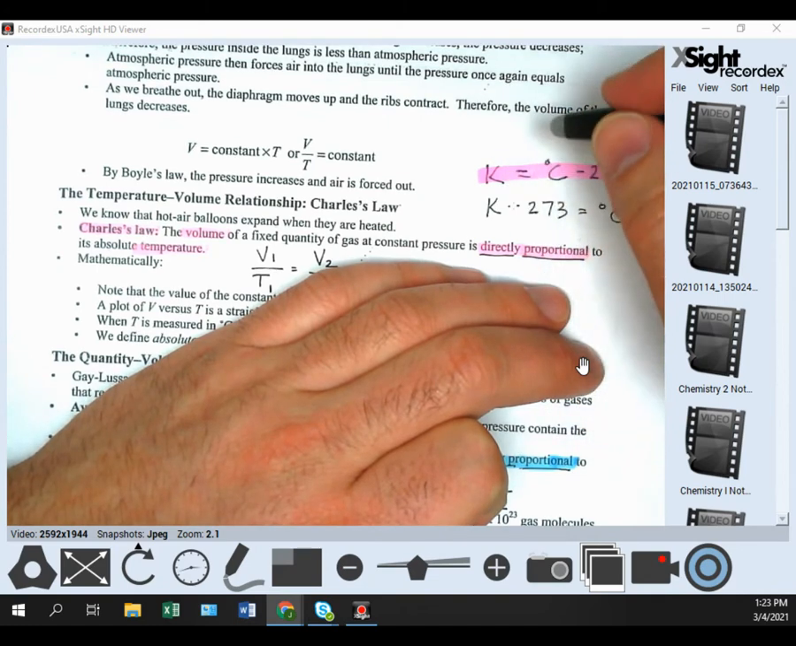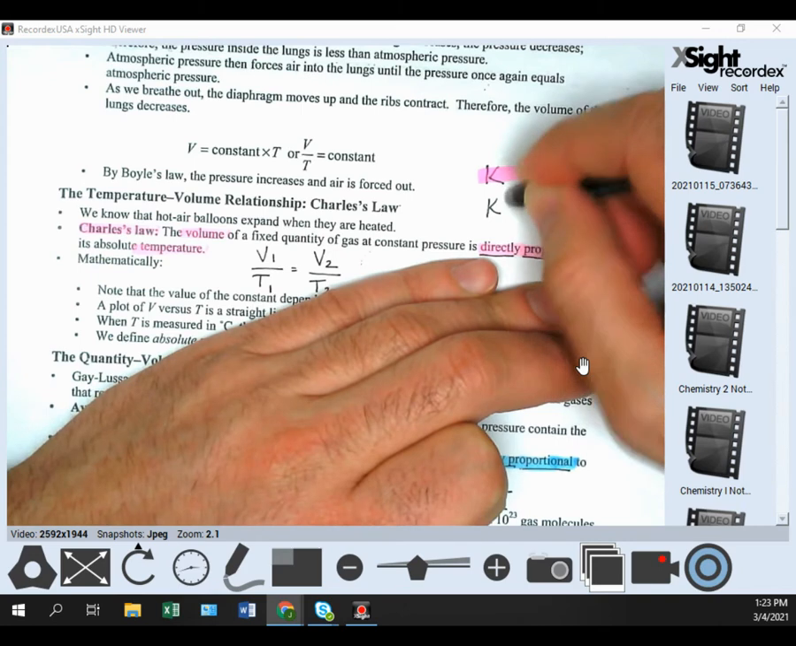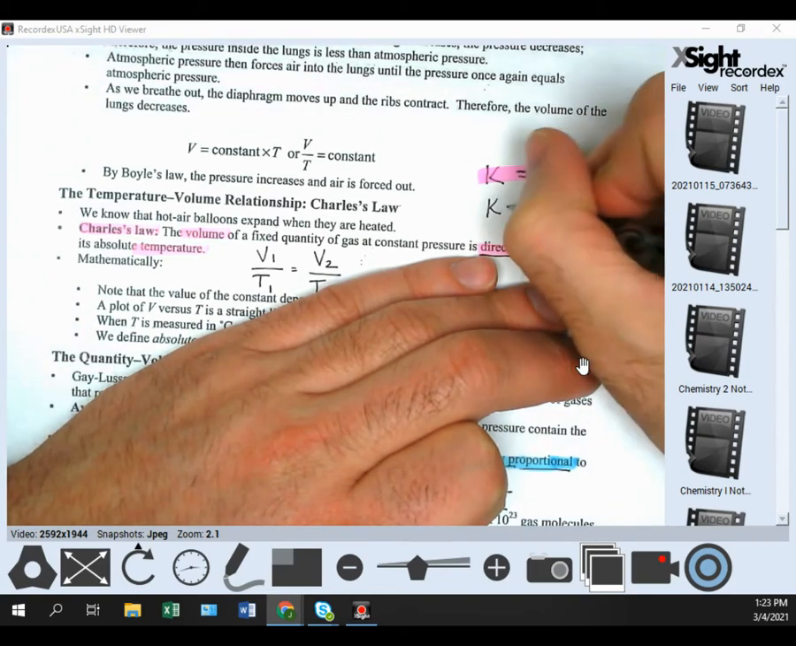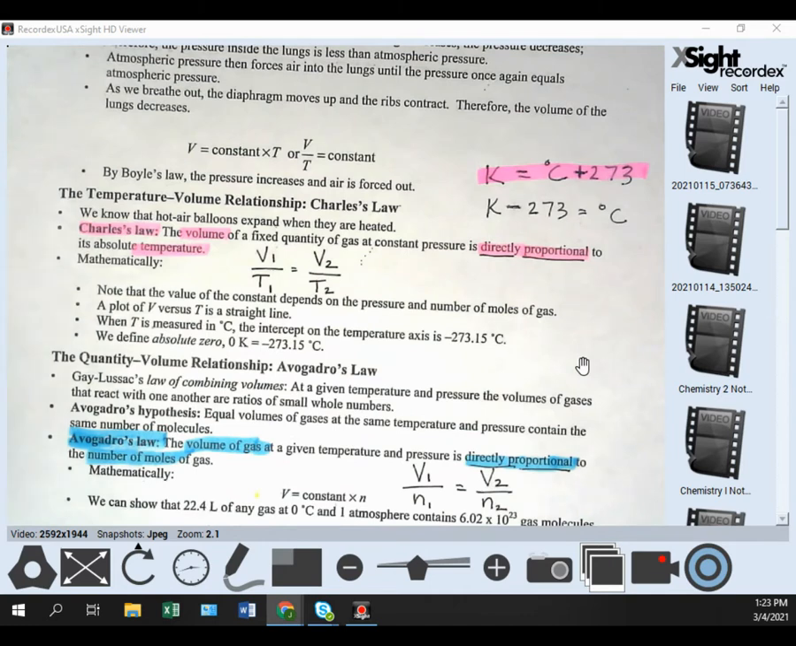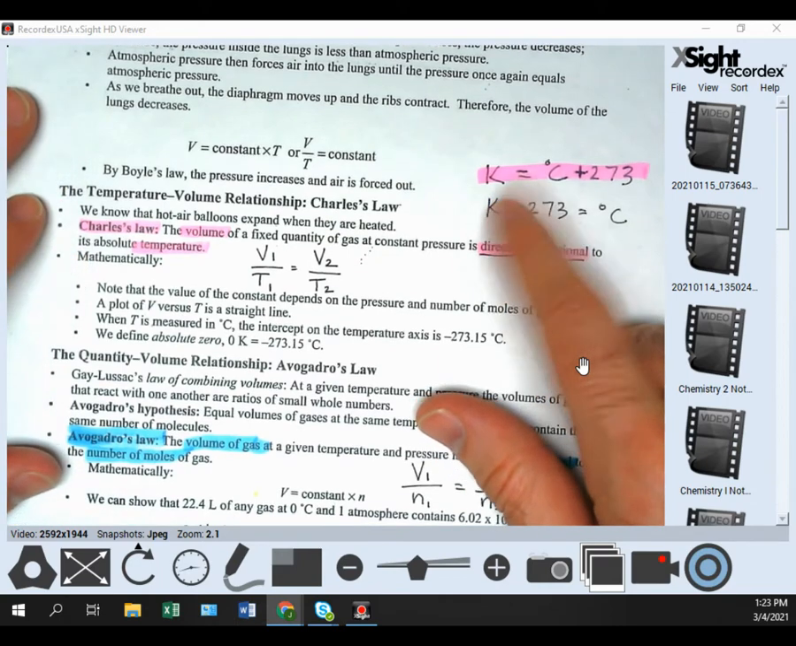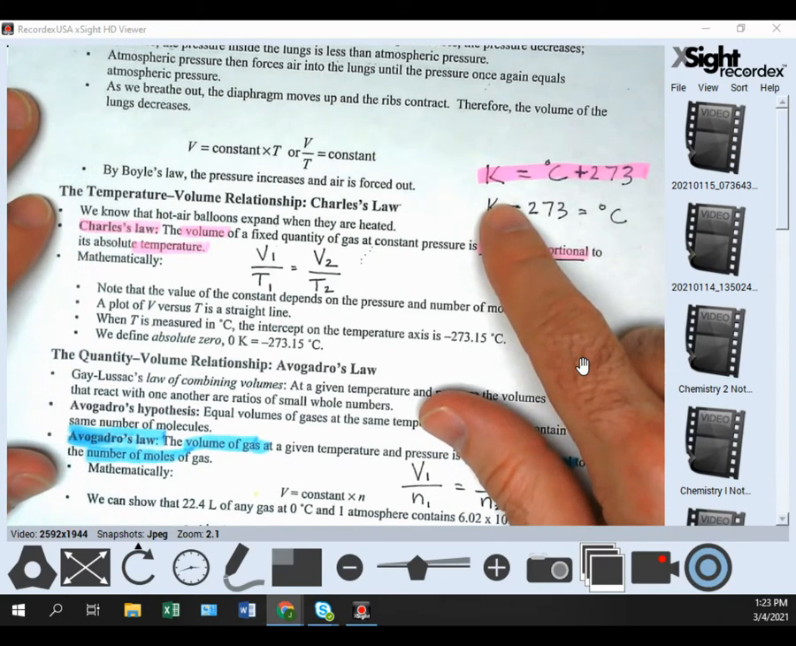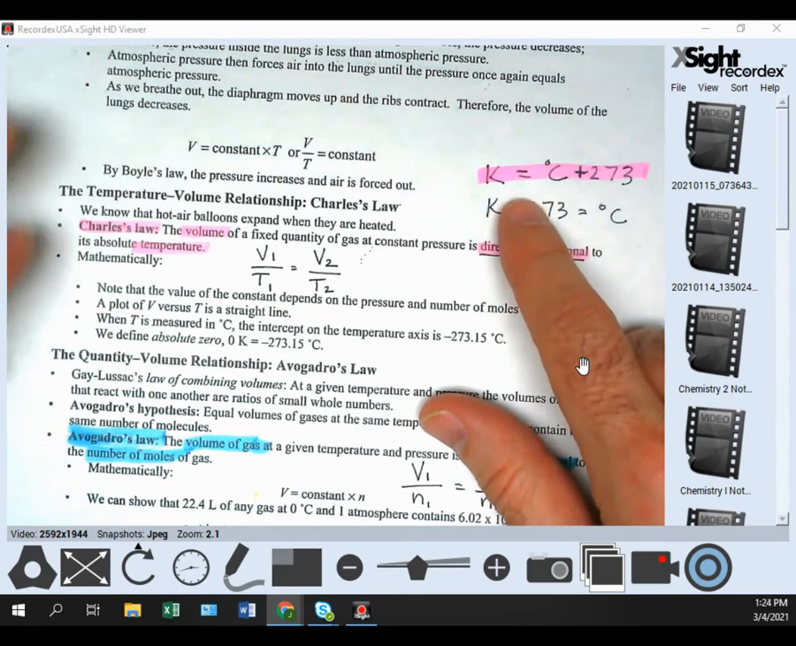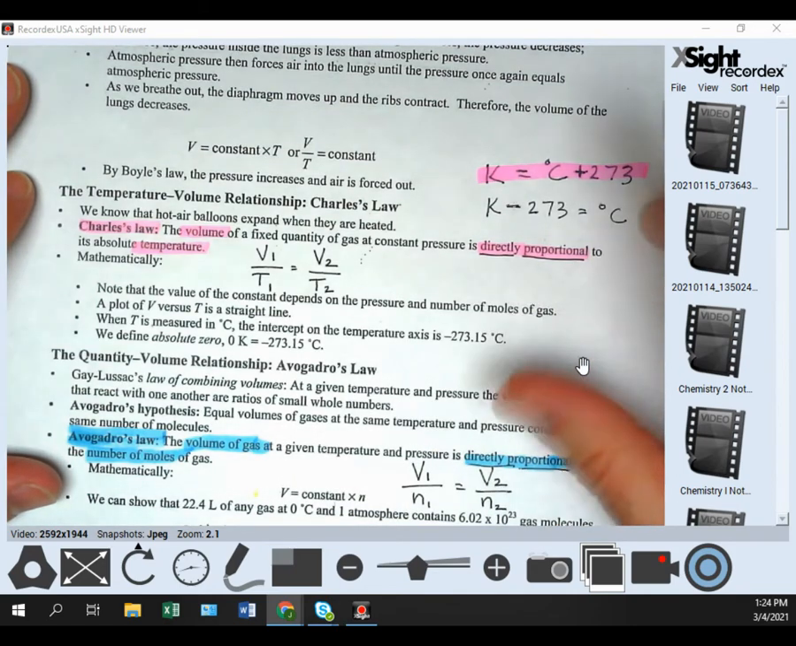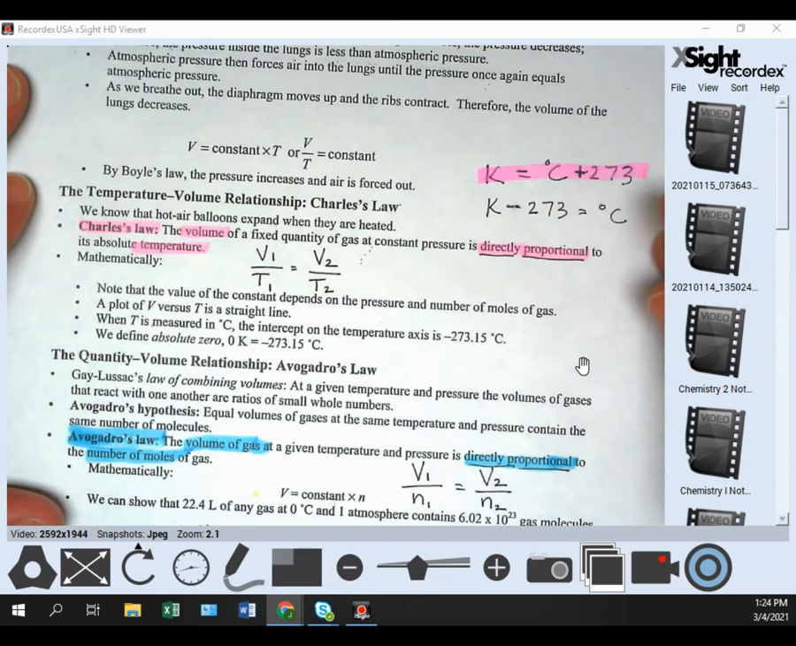Luckily, this is an easy fix. There we go. Sorry. Degrees Celsius plus 273 to get to Kelvin, because Kelvin doesn't have any negatives. The lowest you can be in Kelvin is 0. So if you have something that's negative, you know it's wrong for sure. These all have to be in Kelvin temperatures.